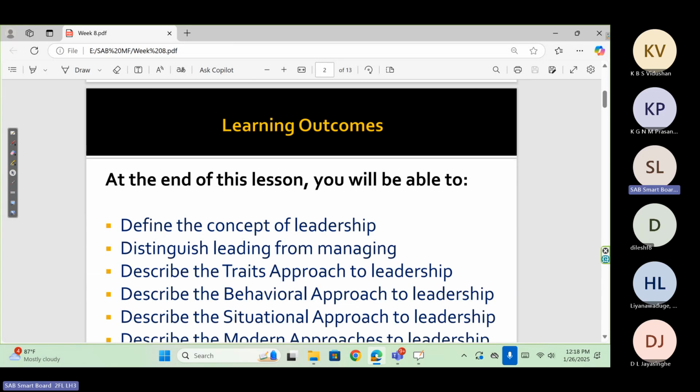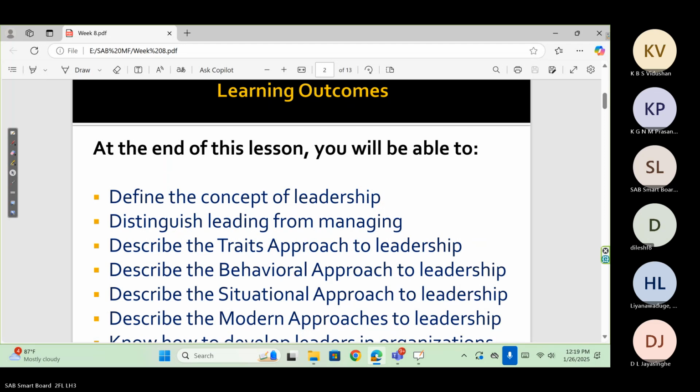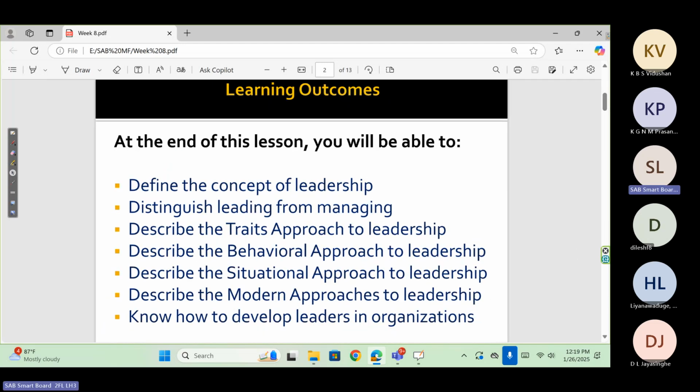We will discuss these areas, the learning outcomes. First, define the concept of leadership. Then we will compare leading and managing. Then we will use different approaches or theories of leadership. Finally, we will know some principles that organizations can consider to develop leadership or leaders.